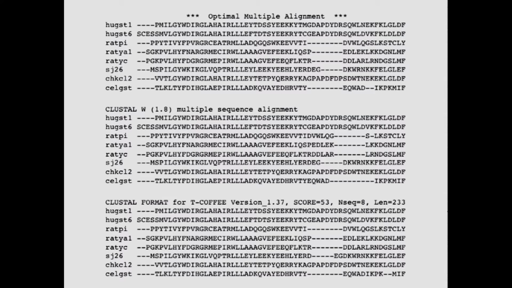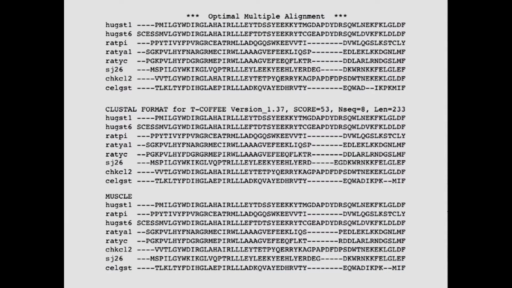So here we have the optimal alignment, here we have a Clustal alignment, here we have a T-Coffee alignment, here we have the optimal one again, and here we have MUSCLE. Okay? And basically, there's a whole bunch of stuff in here which is always the same, and then what becomes different is where the gaps go.